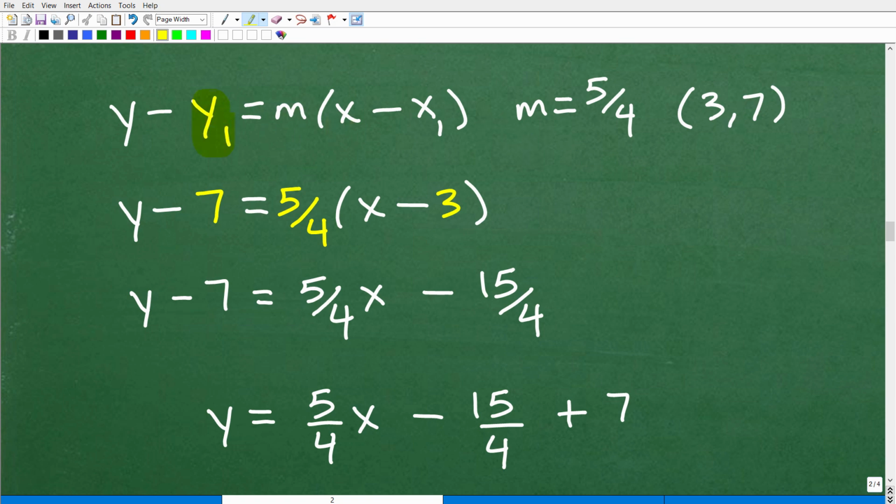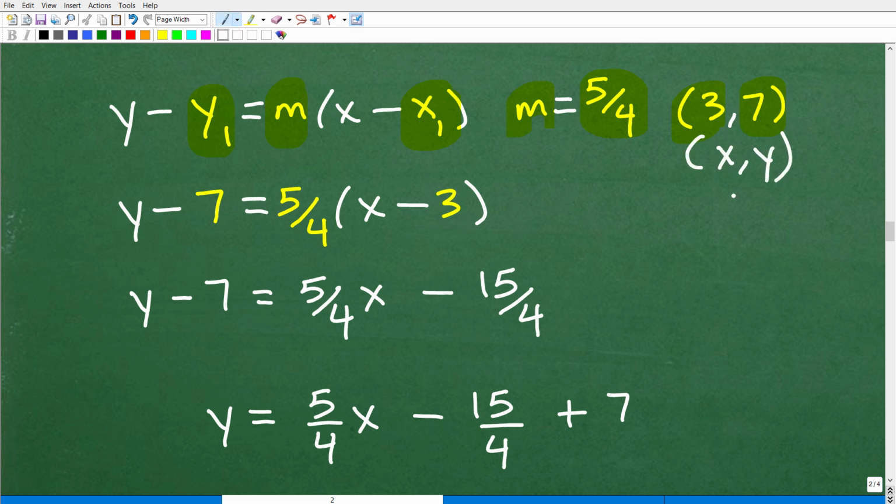All right, so we're going to be plugging in for this y right here. This is our y coordinate, so we're going to replace this with this. M is our slope. Okay, so we'll replace the m with 5/4. And then this x, this is our x right there. Remember, we're talking about xy ordered pair.